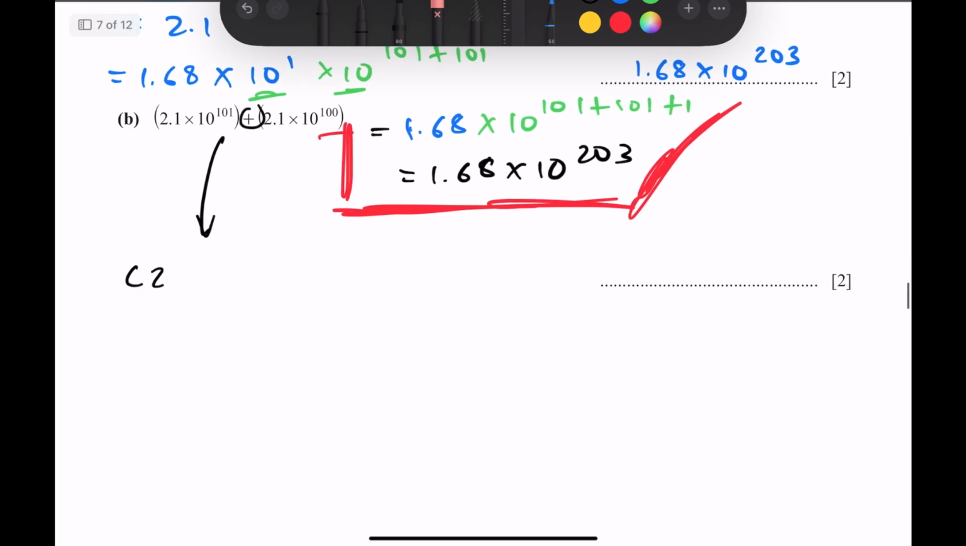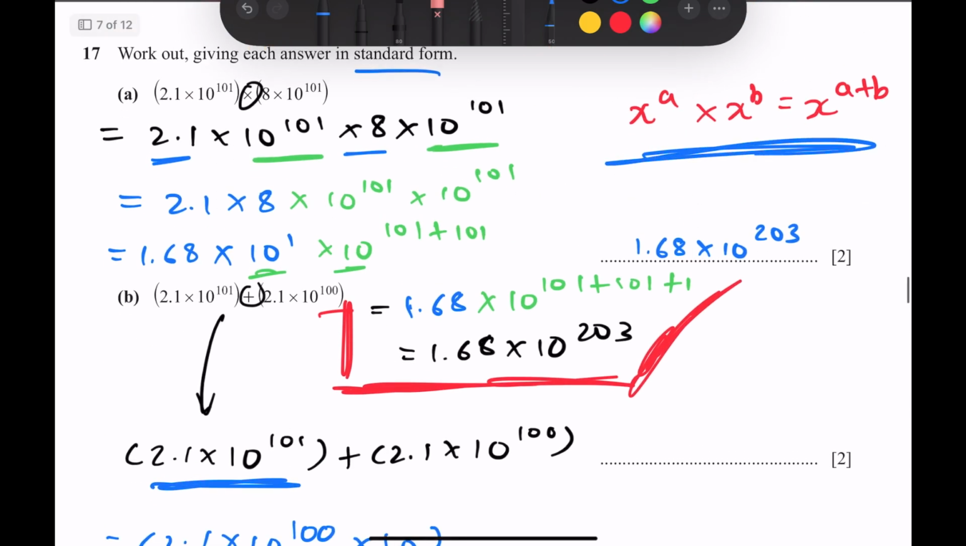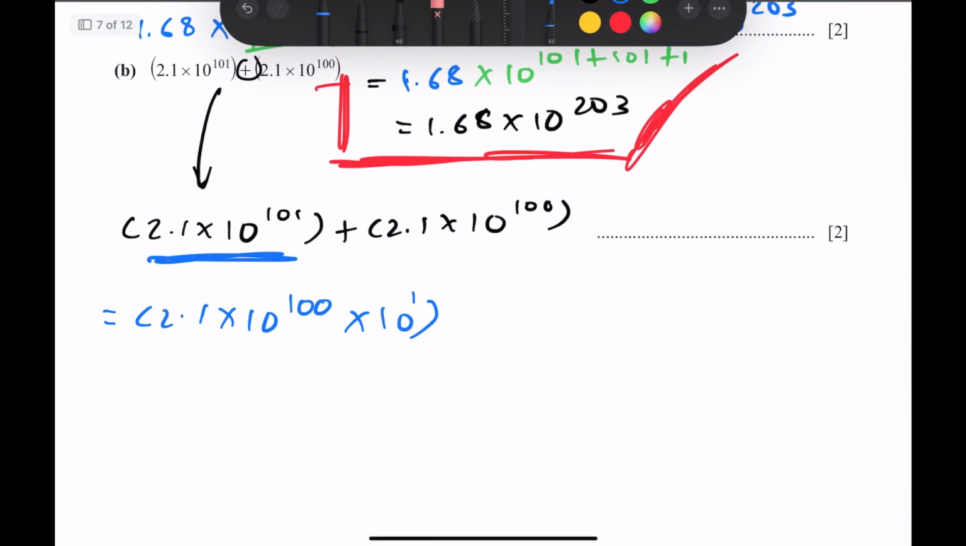So if the expression is 2.1 times 10 to the power of 101 plus 2.1 times 10 to the power of 100, we first try to find a common factor between these two terms. In this case, we break this down into 2.1 times 10 to the power of 100 times 10, since as I said before, x^a times x^b is equal to x^(a+b). Therefore, 10 to the power of 1 times 10 to the power of 100 is equal to 10 to the power of 101, which is the left hand term.